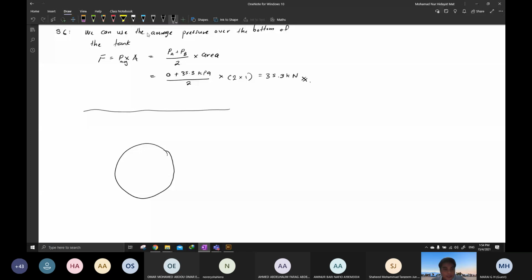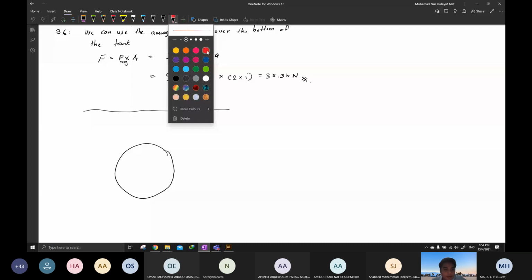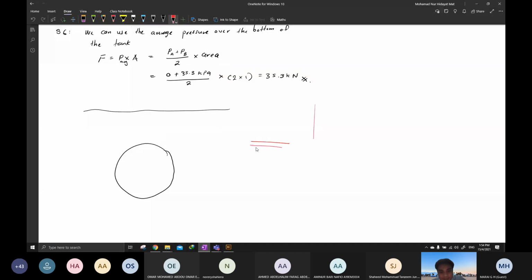This is the force on the curved surfaces. What do you think of the projected horizontal? Where is the horizontal? This one or this one? Definitely this one, right? This is horizontal. This is vertical. So what do you think of the projected horizontal? It will be this way. When you look at a projected horizontal, your eyes should be like this.